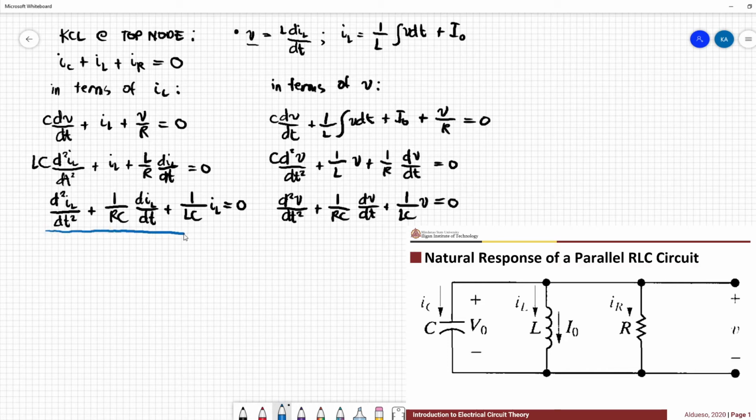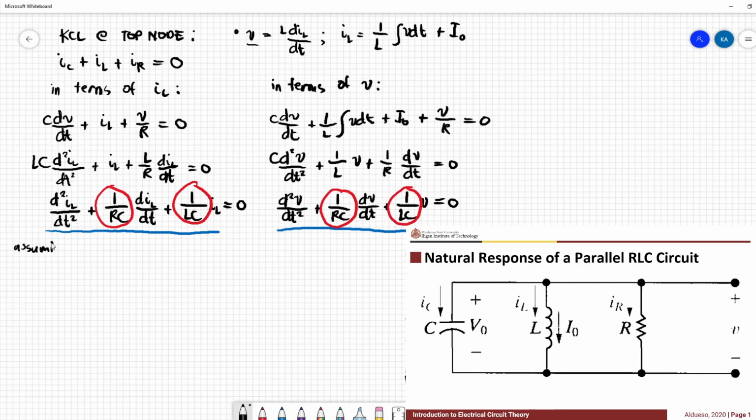We have our equation in terms of I and our equation in terms of V. Notice that the coefficients are the same. We have 1 over RC, 1 over LC, then we have 1 over RC, then 1 over LC. This shows that the solutions for IL and V are of the same form. So let's take a look at IL.